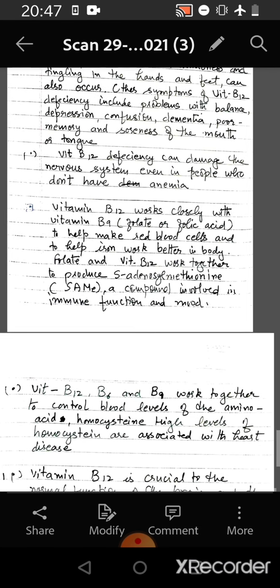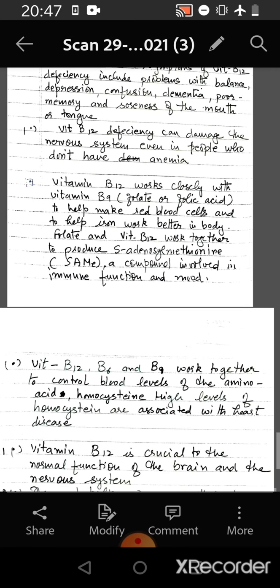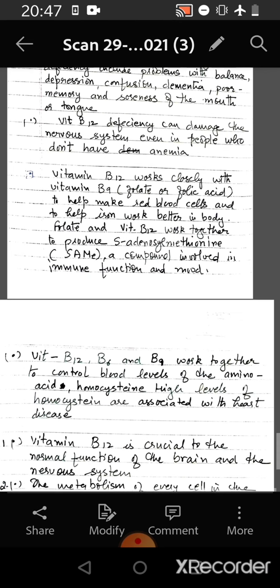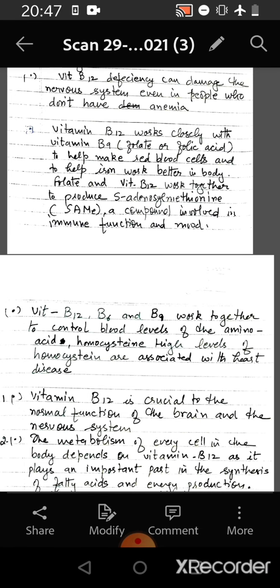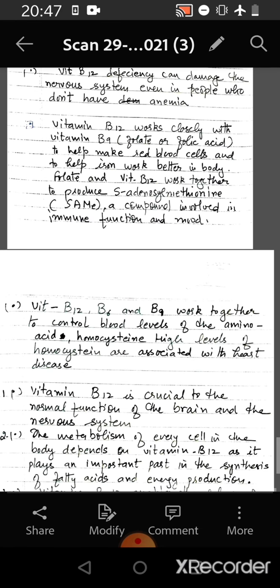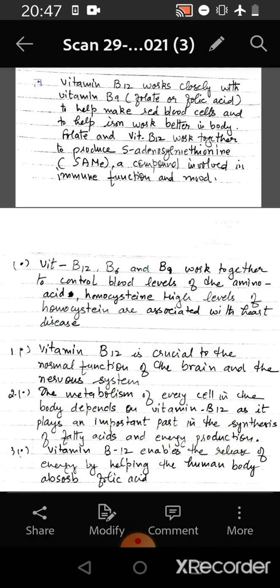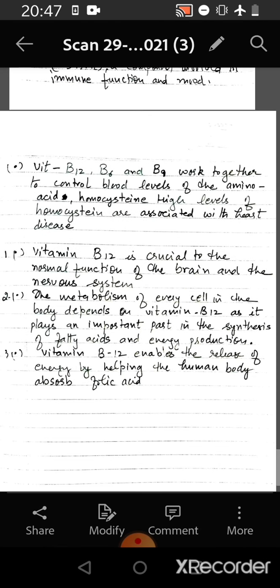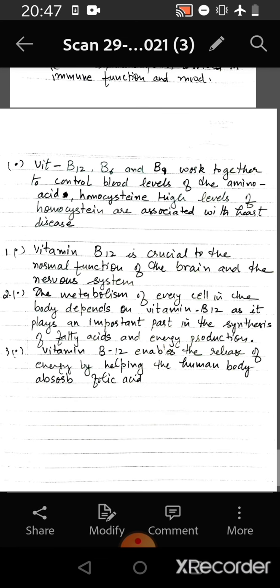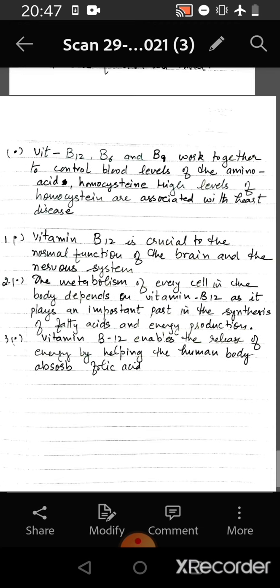Vitamin B12 works closely with vitamin B9, that is folate or folic acid, to help make red blood cells and to help iron work better in the body. Folate and vitamin B12 work together to produce S-adenosylmethionine, SAMe, a compound that is involved in immune functions and mood elevation. Vitamin B12, B6 and B9 work together to control blood levels of the amino acid homocysteine. High levels of homocysteine are associated with heart disease.